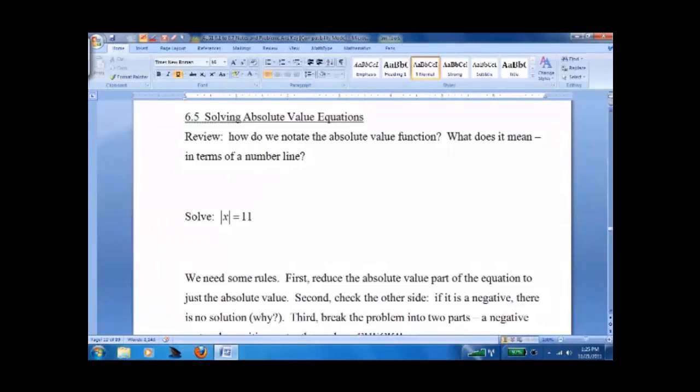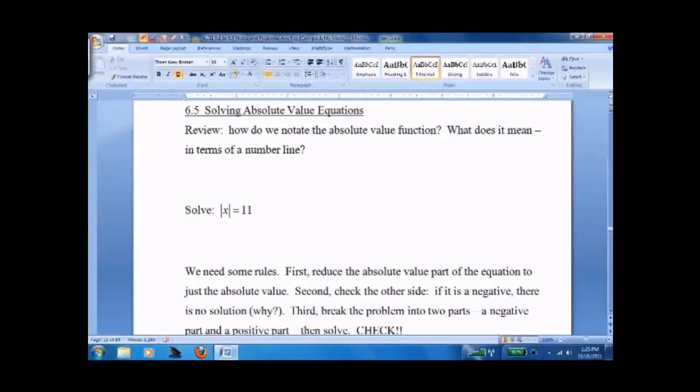Today's lesson, solving absolute value equations. Not too bad. Make sure you know how to do it because we're going to do absolute value inequalities next, and it's very challenging. So how do we notate absolute value function? That's the two vertical lines. So for example, if it was absolute value of -2, it's always positive.